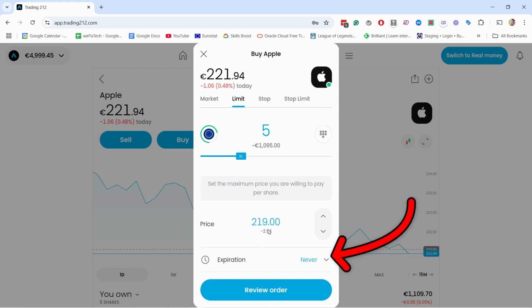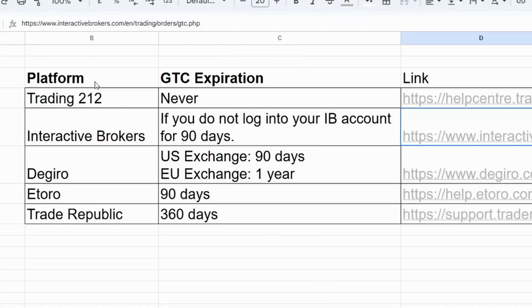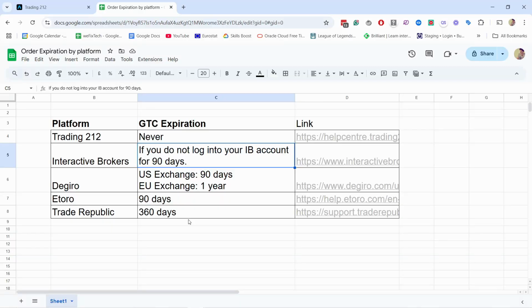One thing about the expiration is that it doesn't always mean that it's never. So I've gathered here the most popular platforms, and this is what they say on their pages, but please make sure you double check when you're looking into this. I cannot guarantee these are correct, but basically for example for Trading 212, they say that it's never. However, for Interactive Brokers, it's 90 days if you do not log into your Interactive Brokers account. So you can see that each of them has a slightly different interpretation of what never or good till canceled means.